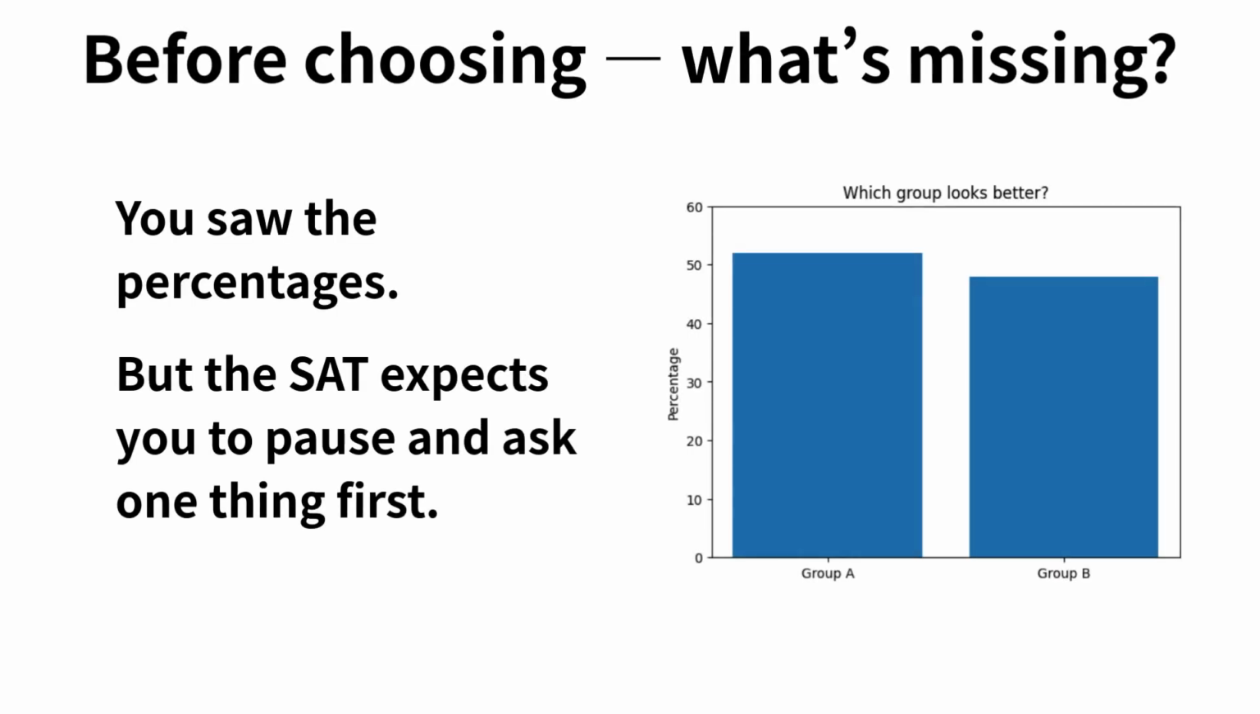You saw the percentages, and once you see numbers like this, your brain wants to move fast. It wants to decide, it wants to compare, it wants to finish the problem. But before you choose an answer, the SAT expects you to slow down and ask one question first. Not about which bar is higher, not about which percentage looks better, but about something the chart doesn't show you at all. And if you don't stop here, if you don't ask this question, the answer that feels obvious can quietly turn out to be wrong.